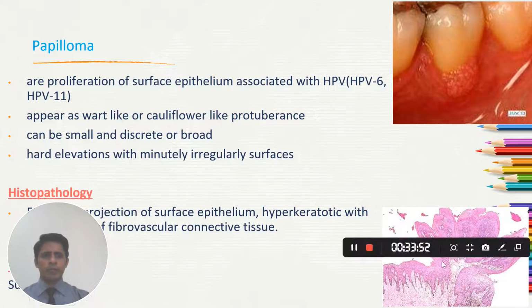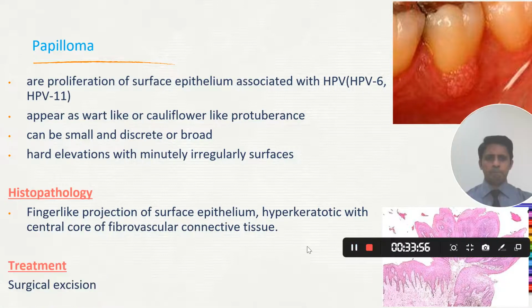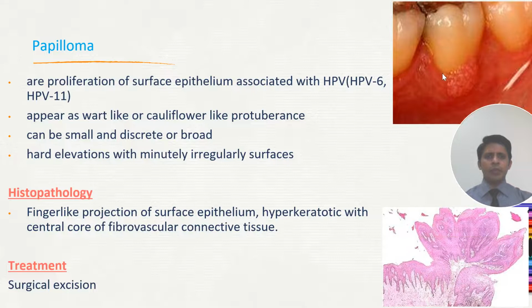The other form of gingival tumor, which is benign, is papilloma. Papillomas are proliferations of the surface epithelium associated with human papilloma virus, mainly HPV-6 and HPV-11. It appears as a wart-like or cauliflower-like protuberance, can be small and discrete or broad. It is a hard elevation with minutely irregular surfaces.